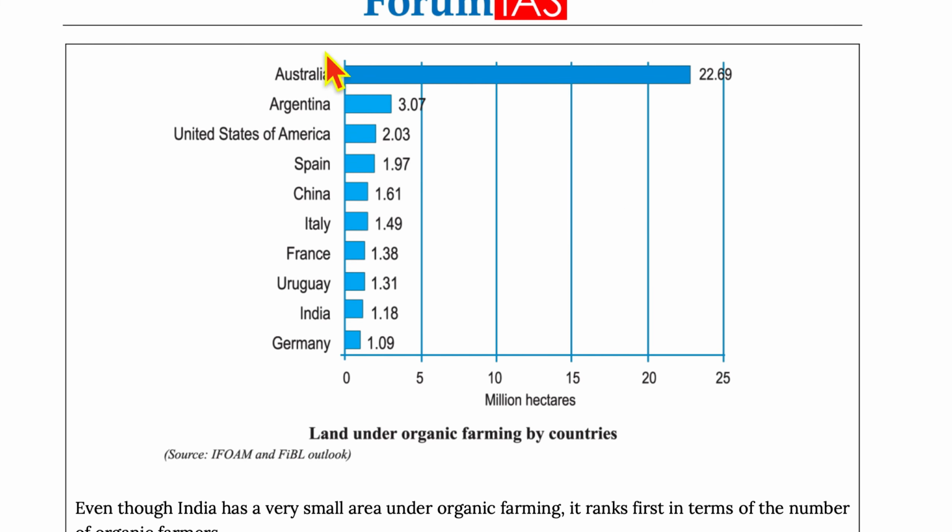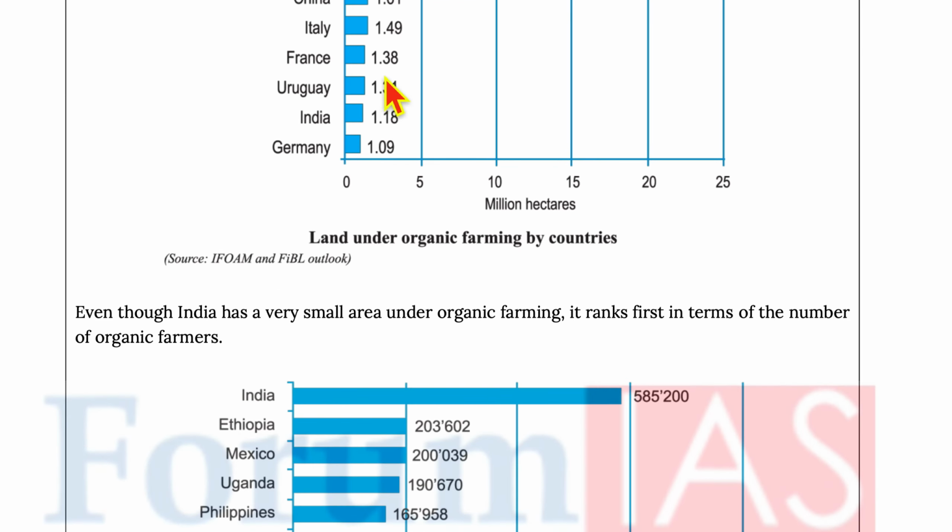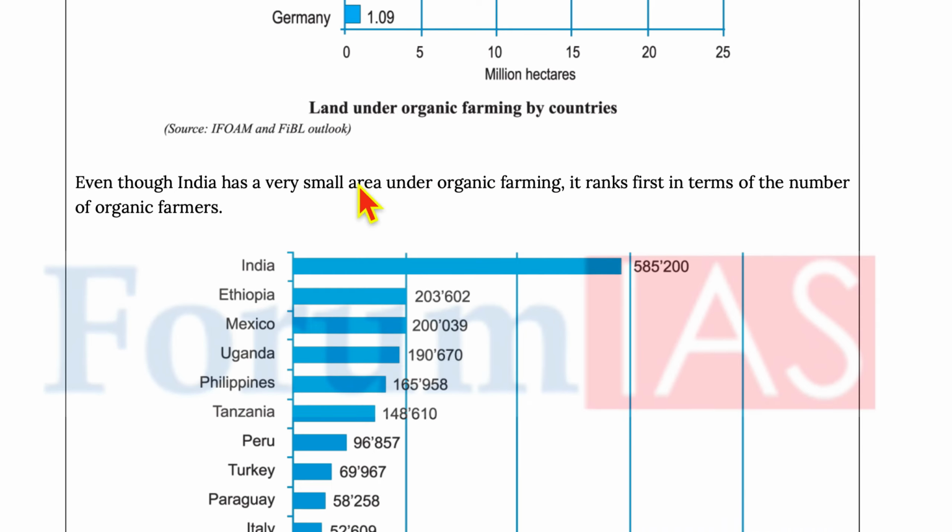Now, Australia leads the chart among countries, followed by Argentina and USA. India is well below these countries in land under organic farming. However, we see that Australia is way beyond other countries, and all these countries fall in a narrow bracket range of 3 to 1, wherein India's 1.18 million hectares is under organic farming.